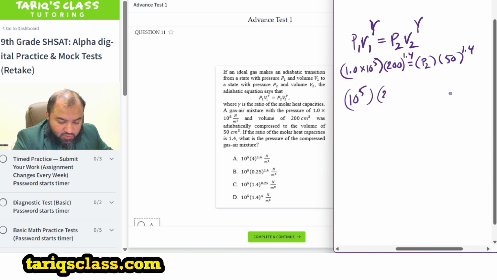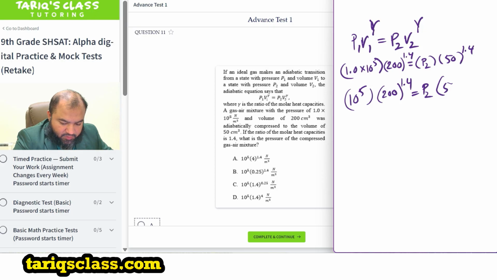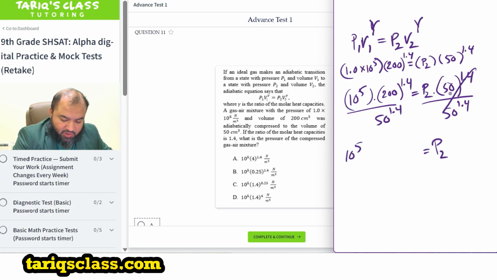Then 10 to the power 5 times 200 to the power 1.4 equals P2 times 50 to the power 1.4. Okay, so you see they're all in multiplication. So I can divide both sides by 50 to the power 1.4. So these cancel out, so I have P2 equal to 10 to the power 5, and 200 and 50, they both have power 1.4.